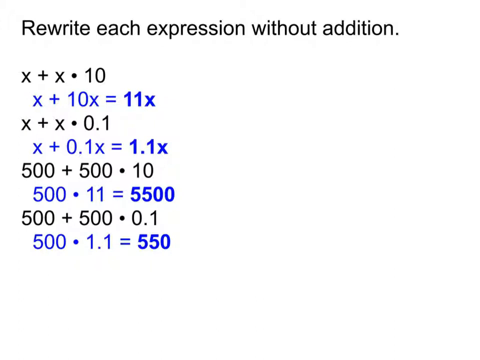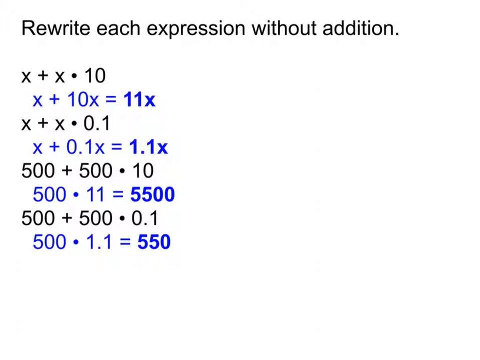Now, the brain bender is that we can actually do it also when it's not an x, but also just a number in there. Because notice, the 500 is in the exact same spot as the x was in the first ones. So, instead of having to do this as two separate calculations, instead of having to do 500 plus the 500 times 10, I could just have done 500 times 11.